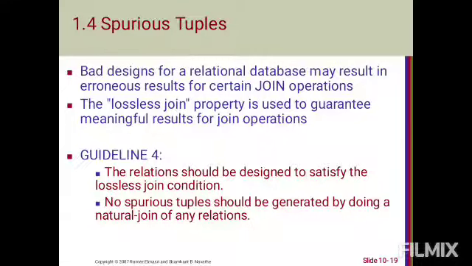Guideline number 4 is that relations should be designed to satisfy the lossless join condition. That is, design a relational schema so that the relations can be joined with equality conditions on attributes that are either primary key or foreign key, in a way that guarantees no spurious tuples are generated. Avoid relations that contain matching attributes that are not a foreign key or primary key combination, because joining on such attributes may produce spurious tuples.